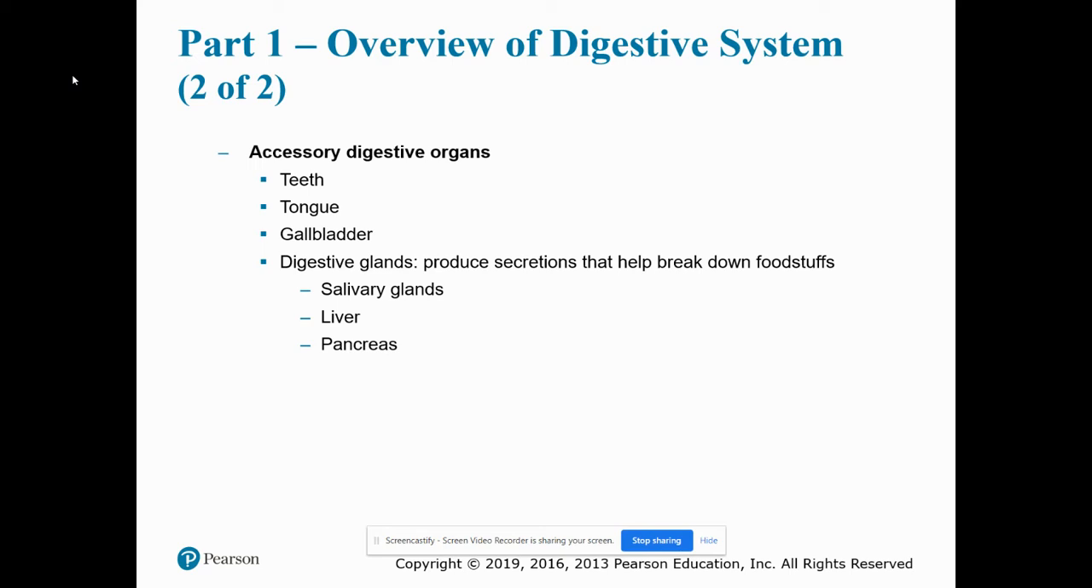Digestive glands produce secretions that help to break down foodstuffs. And foodstuffs are just food, right? When we eat, a hamburger would be foodstuffs once it's in the mouth. And for the digestive glands, we have salivary glands, liver, and pancreas.